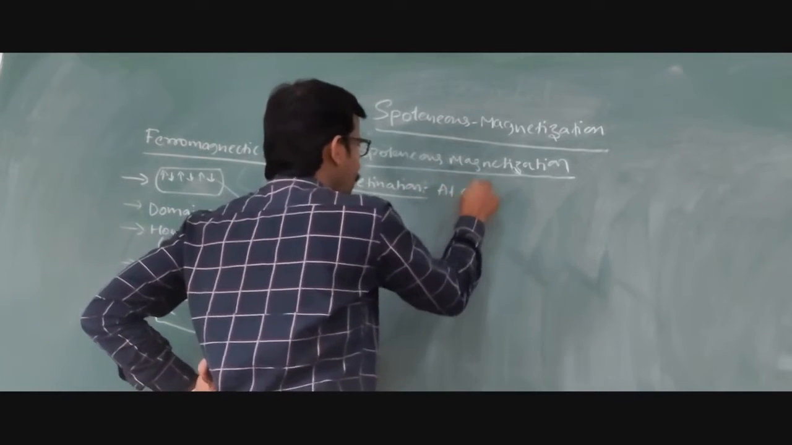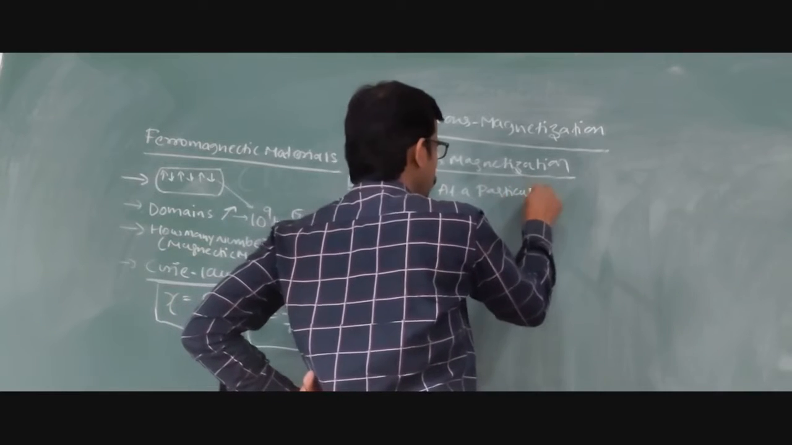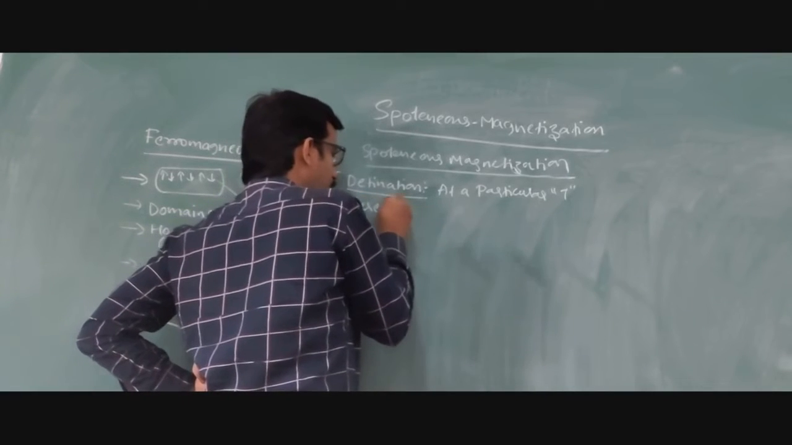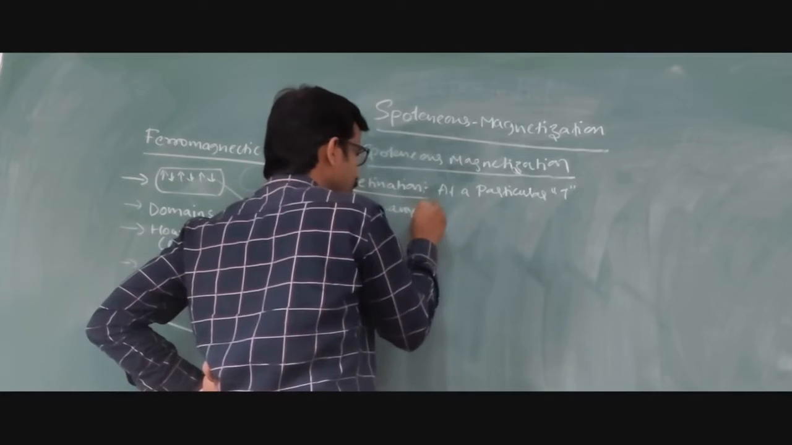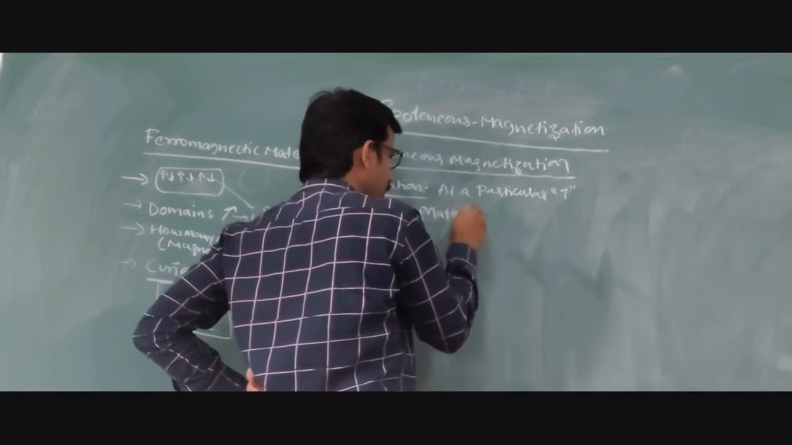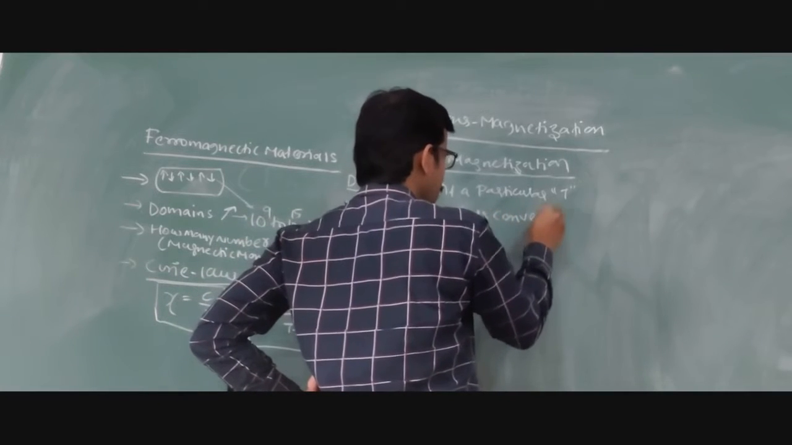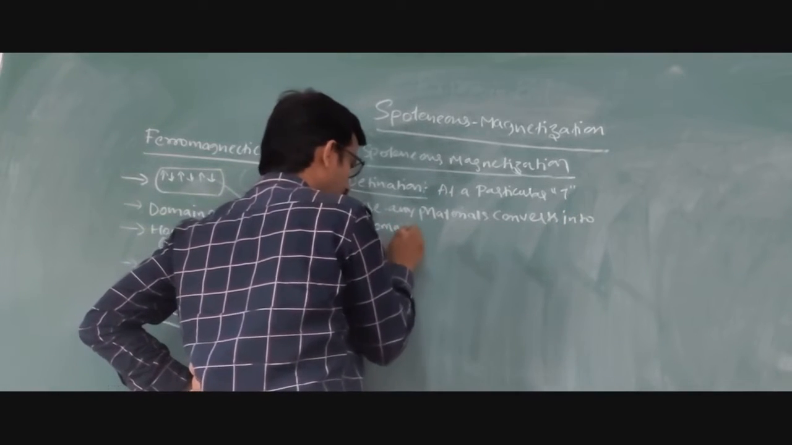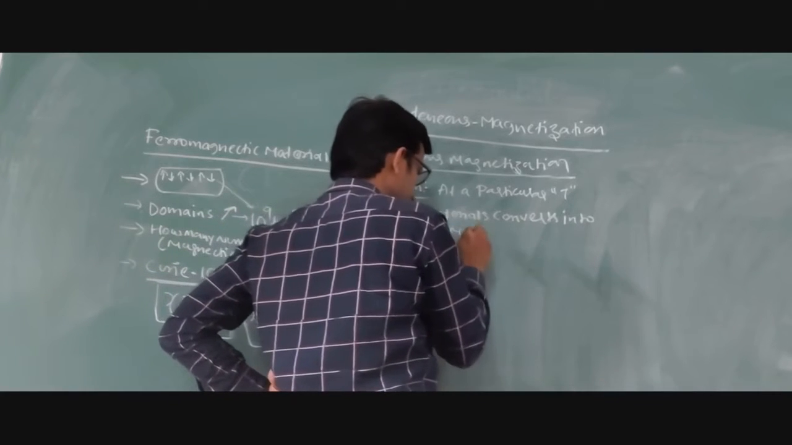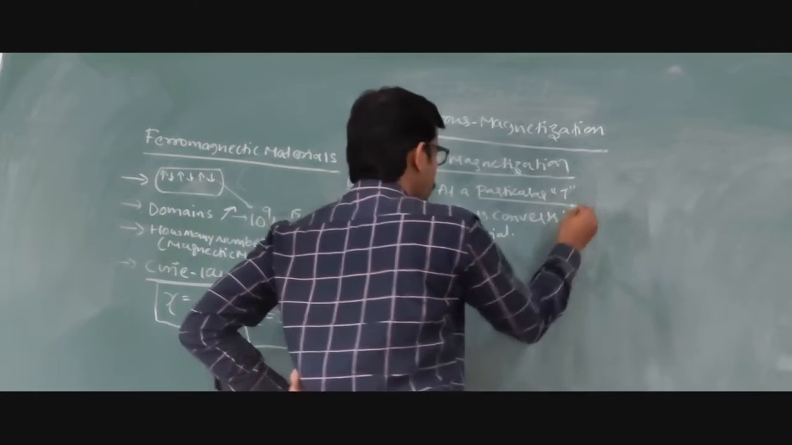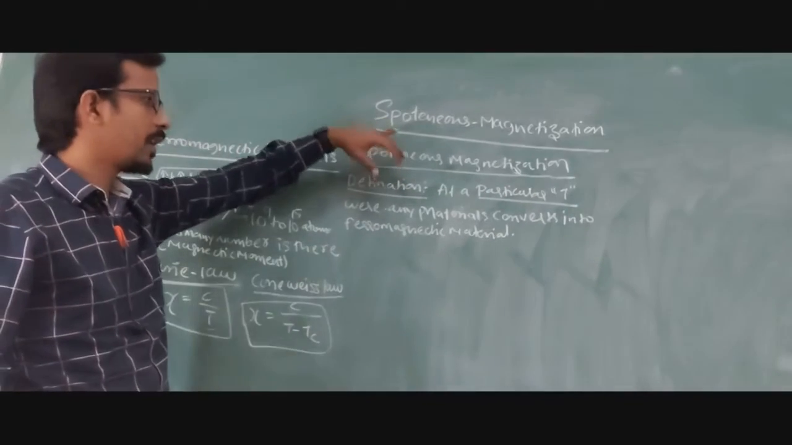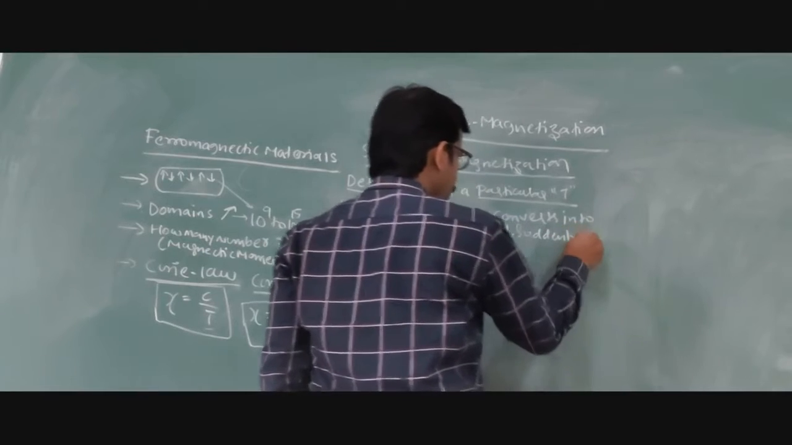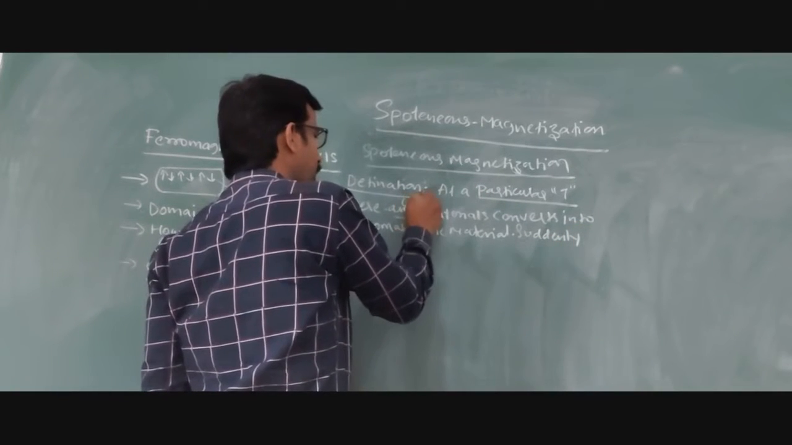At a particular temperature, I am writing the note on a particular T, where a paramagnetic or any material converts into a ferromagnetic material. At a particular temperature there is a sudden change wherein the metal converts suddenly into a ferromagnetic material. Generally, in this method we take the paramagnetic material.